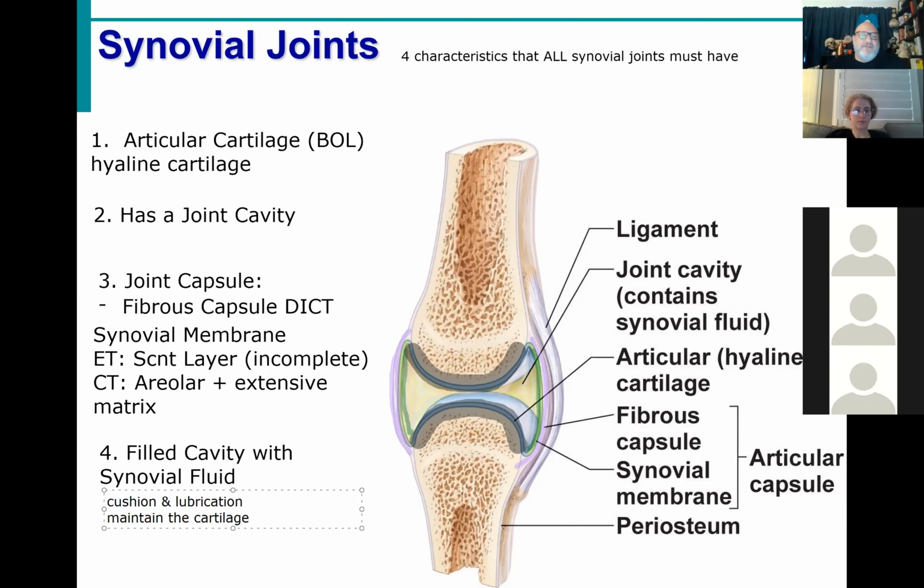So those have these four components. Anyone guess what the smallest synovial joints are? We've actually talked about the bones. Thumb's a good guess. No, we get way smaller than that.